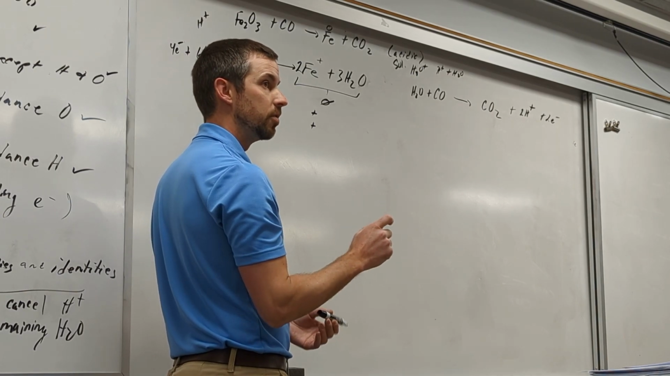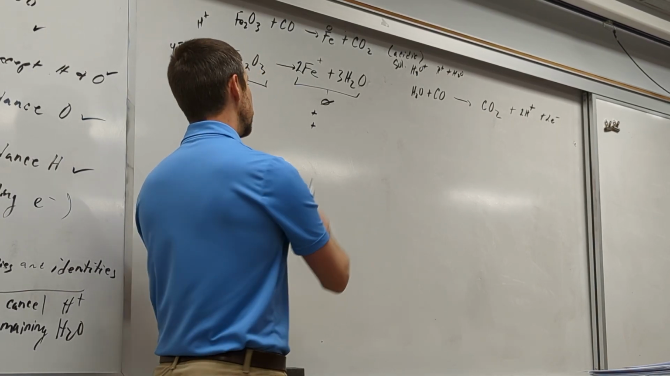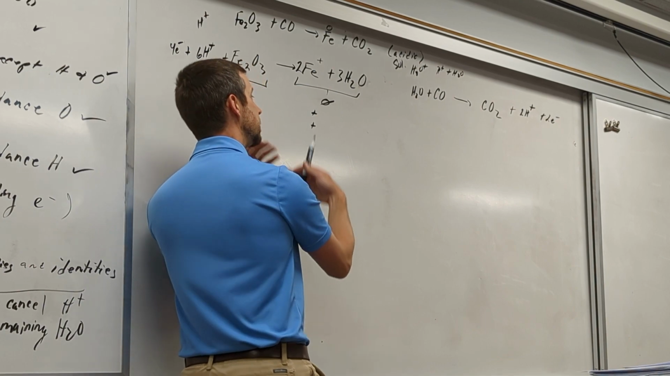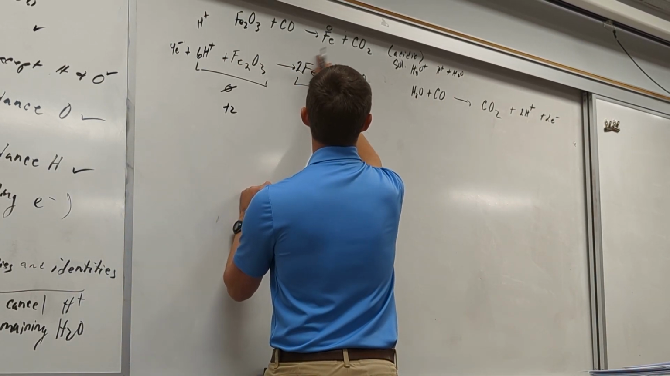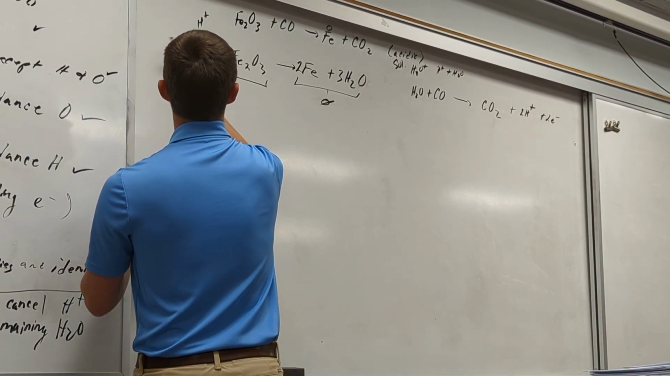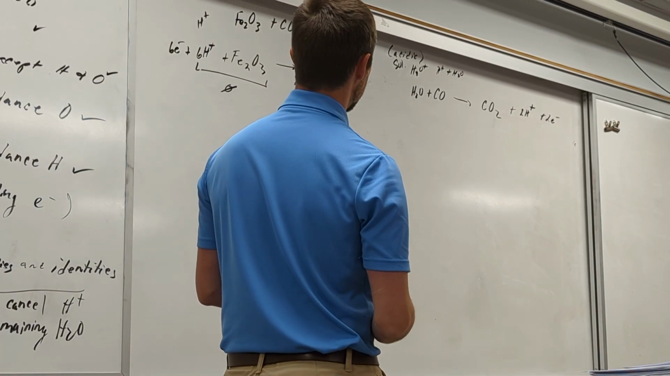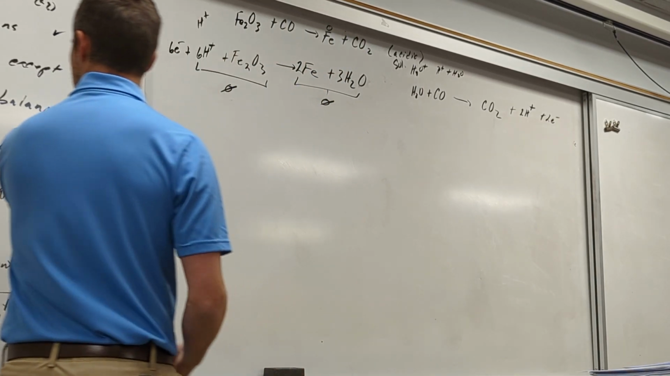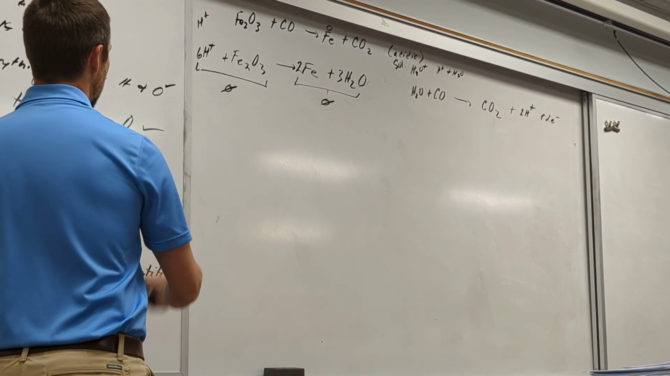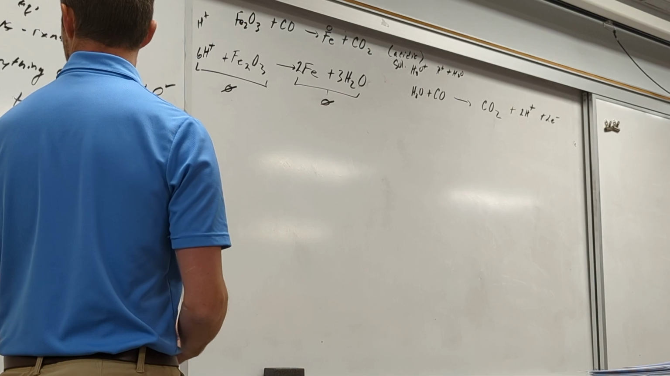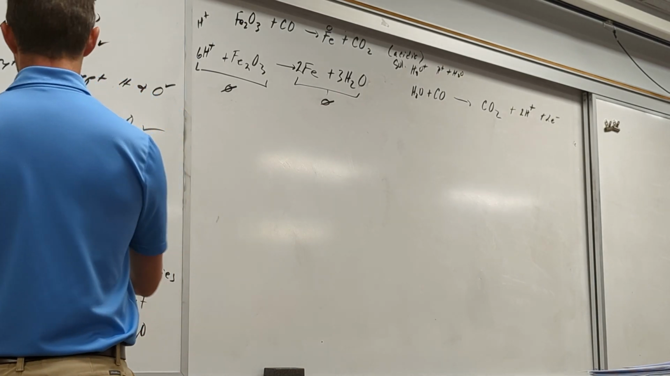So hear that carefully. You are not trying to make it neutral, you're trying to make both sides equivalent. It just happens to be that this side is neutral, so now we need this side to be neutral as well. So that does come up once you get going through this. Okay, so we got this. Now let's go ahead and combine our half reactions.